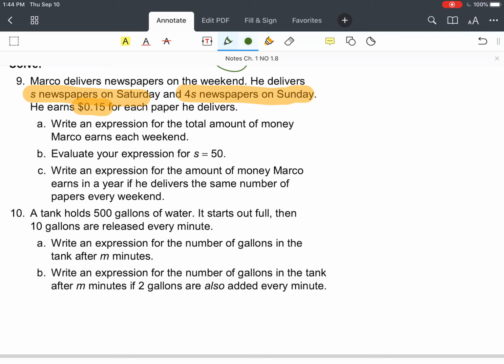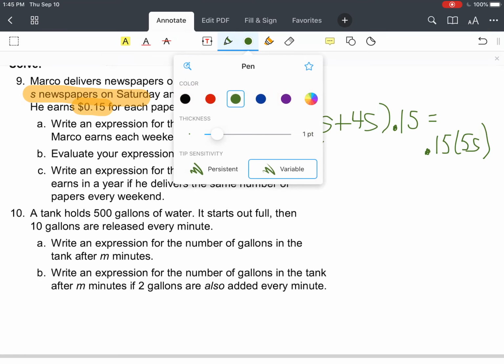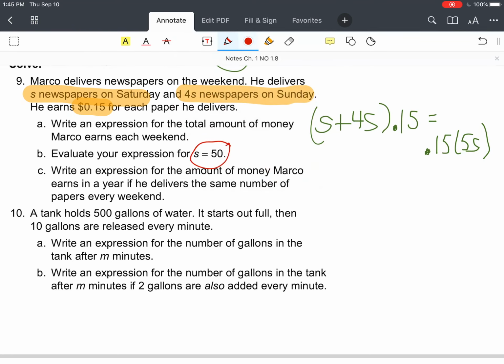Well, each weekend, on Saturday, he delivers S papers. On Sunday, he delivers 4S papers. And he earns 15 cents for each paper. So the total papers he gets, which is S plus 4S, if I multiply that by 0.15, that'll give me my total amount of money he makes. Well, we can simplify this. S plus 4S would be 5S. So it doesn't really matter how you write it. I'm going to write the 0.15 in front though. So 0.15 times 5S gives you how much money he's going to earn for the weekend.